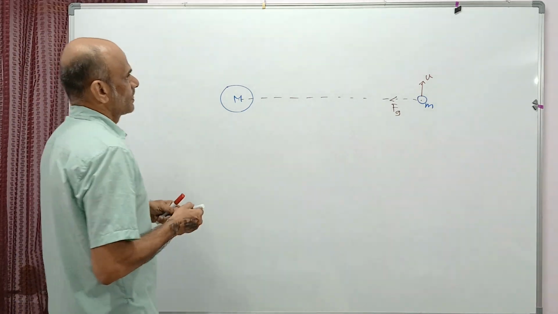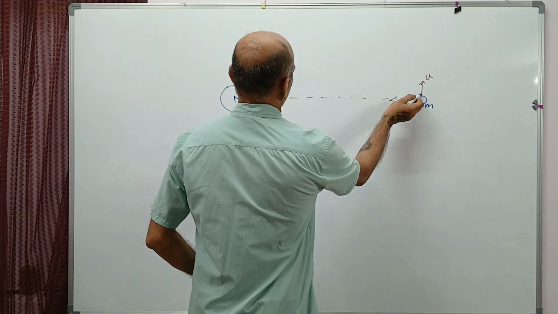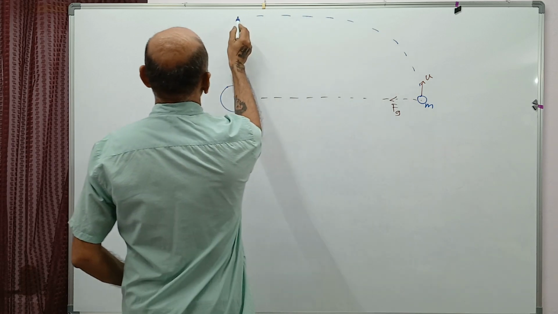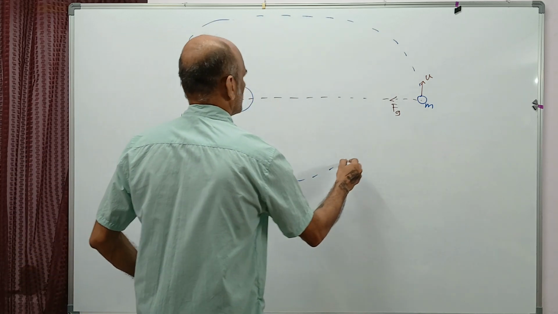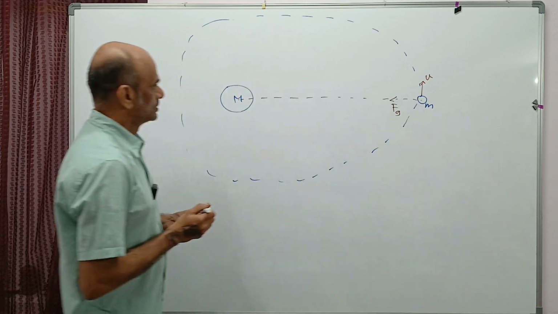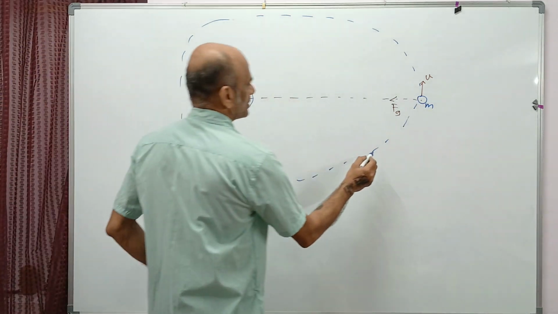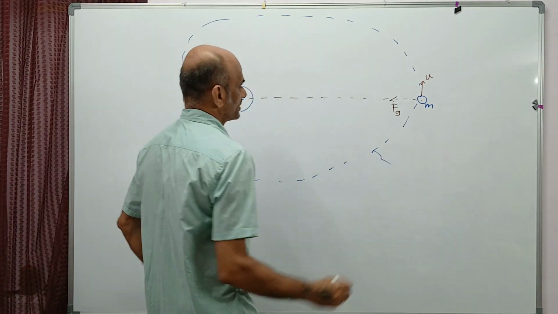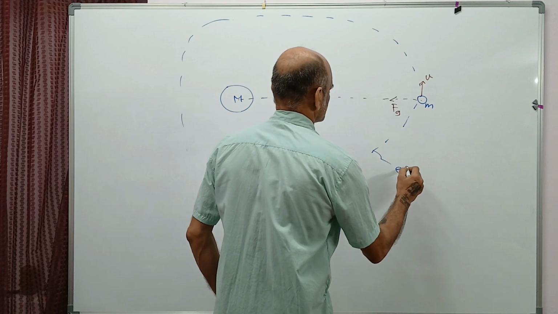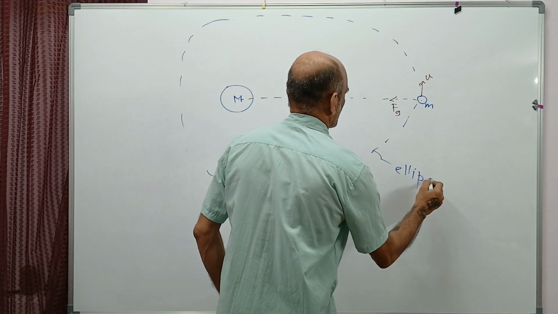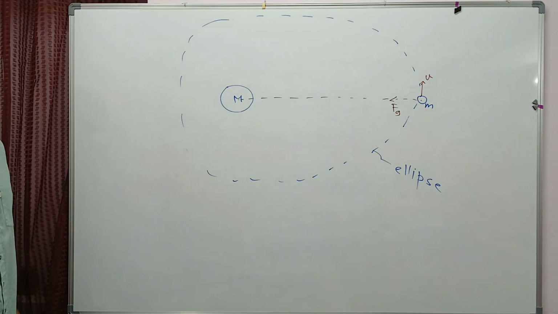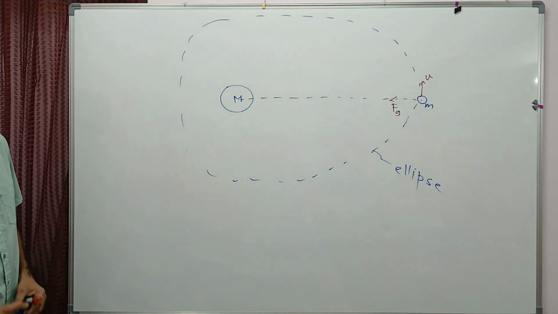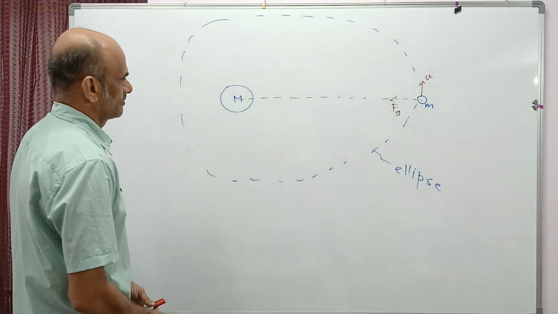So this mass will move around this mass in an orbit like this. This orbit, or curve, is an ellipse. This is by observations made by Kepler, and this is called Kepler's first law.